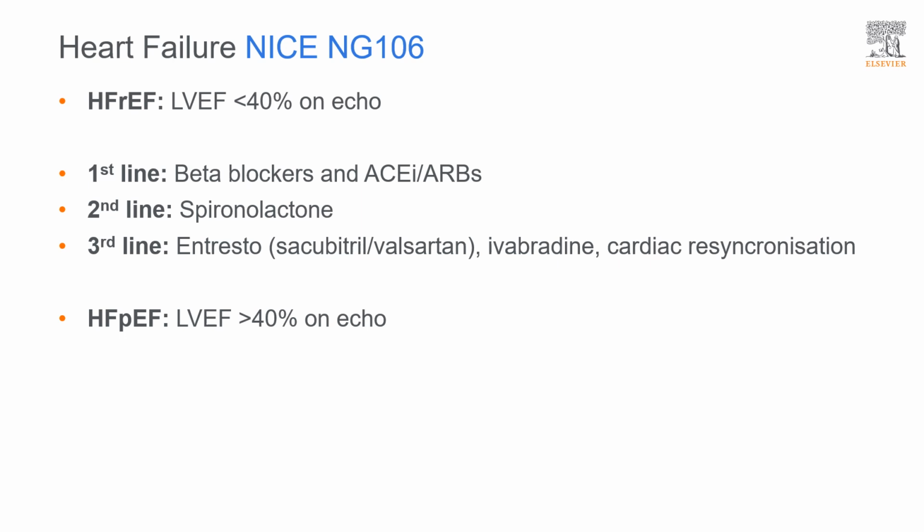And despite optimized therapy, they may still become symptomatic, in which case we want to consider more advanced treatment like Entresto, the sacubitril-valsartan combination, which combines a neprilysin inhibitor with an ARB for synergistic effect, or consider ivabradine, which reduces heart rate without affecting contractility.